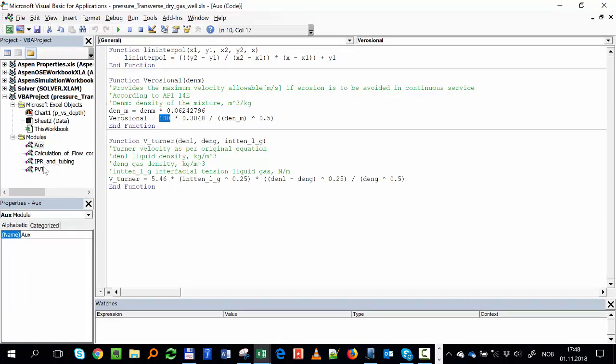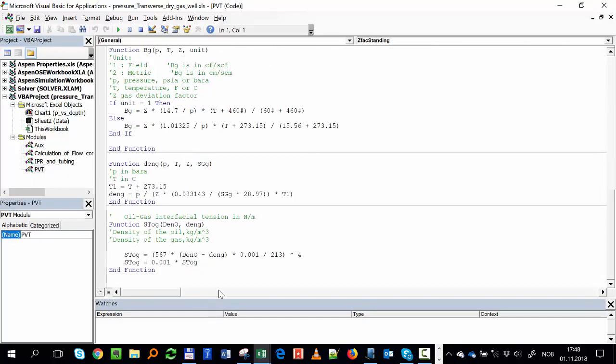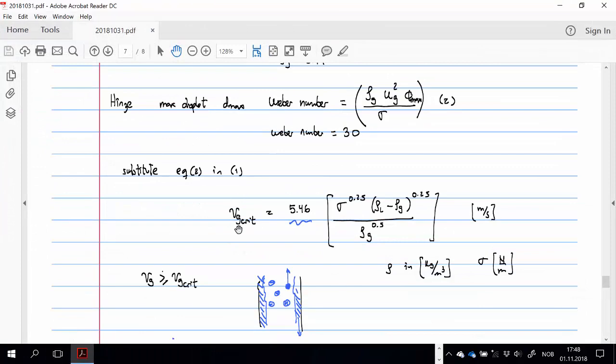It should be in PVT, this one. Interfacial tension is an expression that depends on the density of the liquid and the density of the gas, which we have both. So let's try to calculate that critical velocity for unloading and see what we obtain.